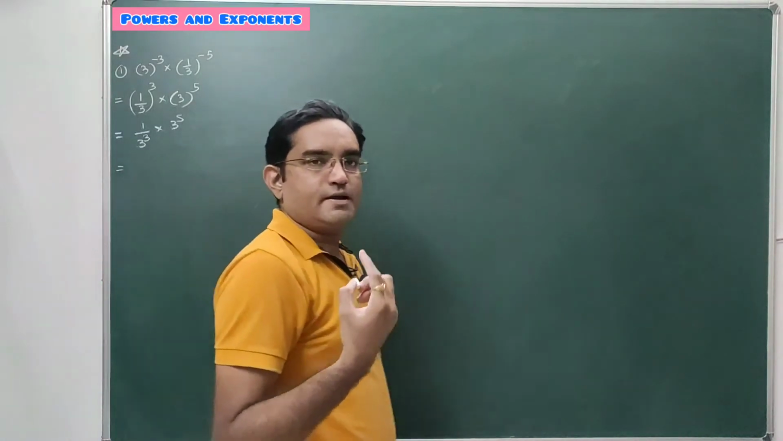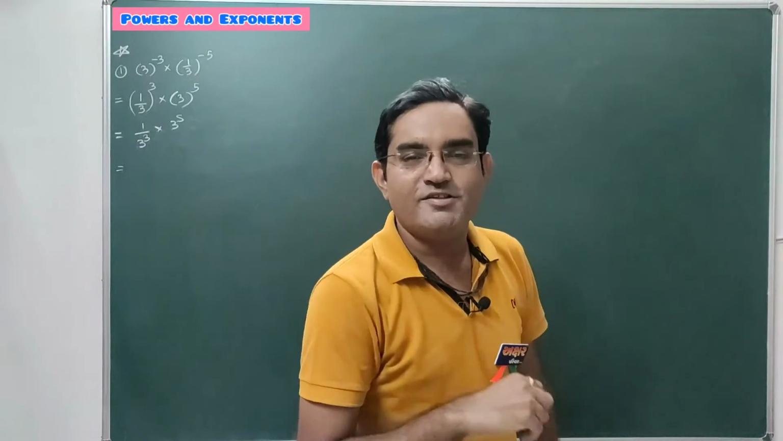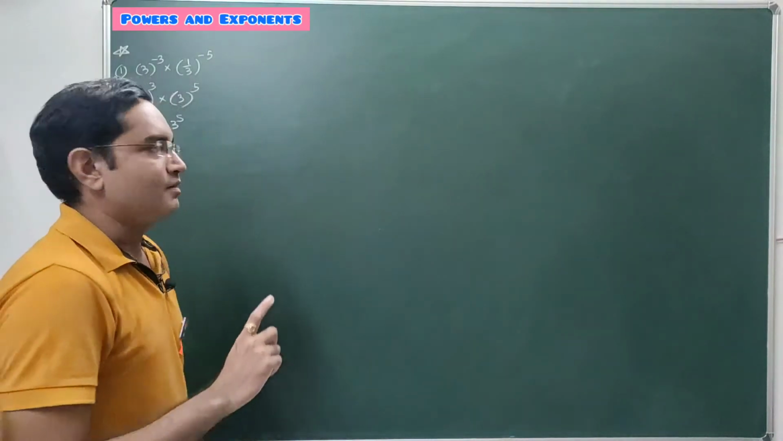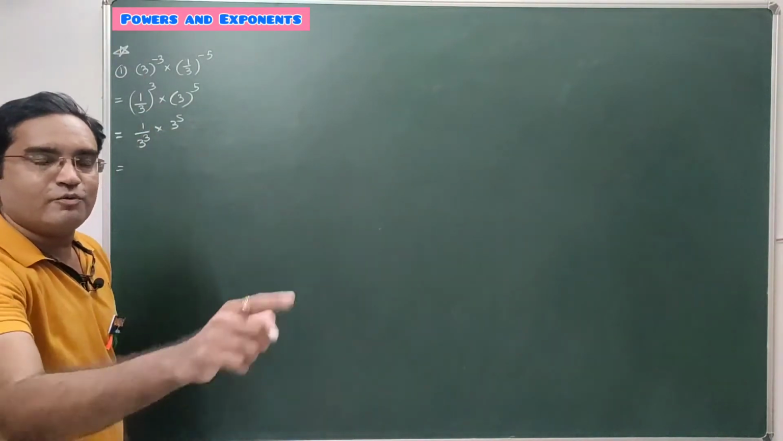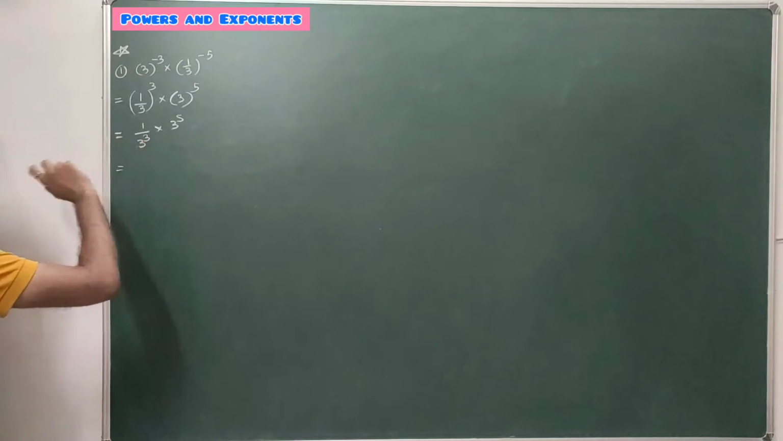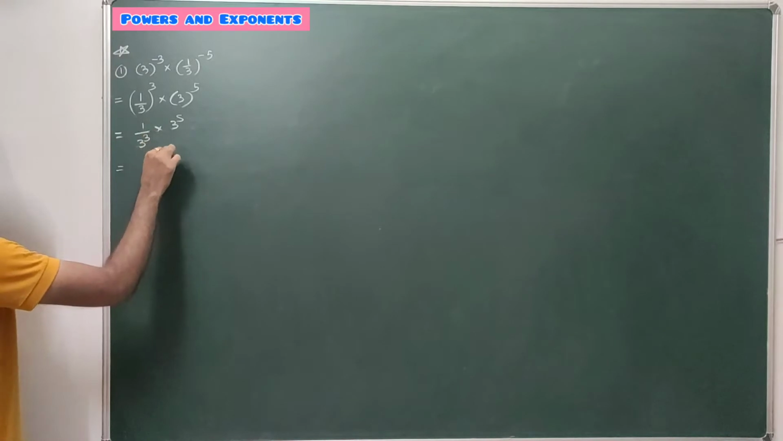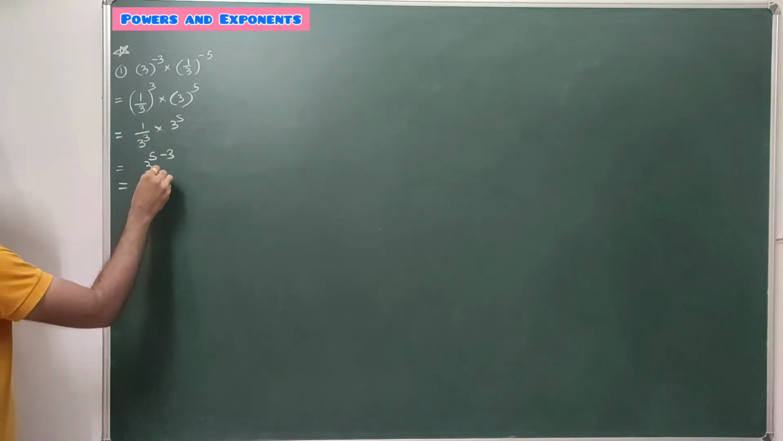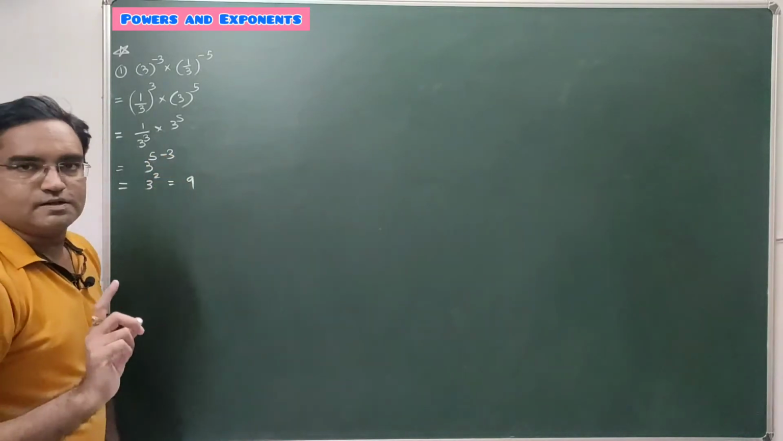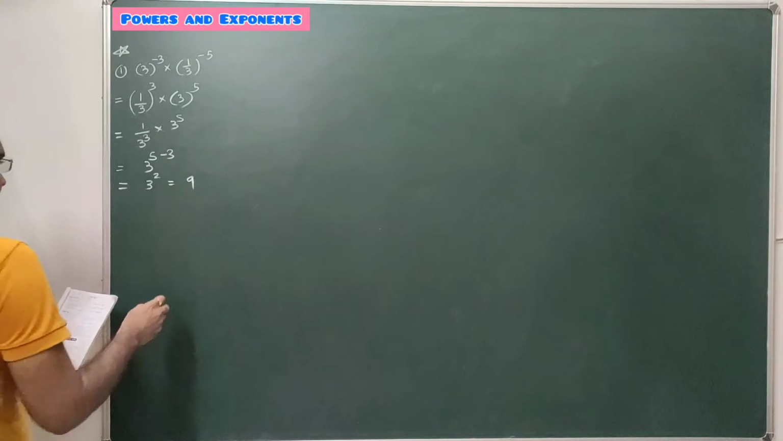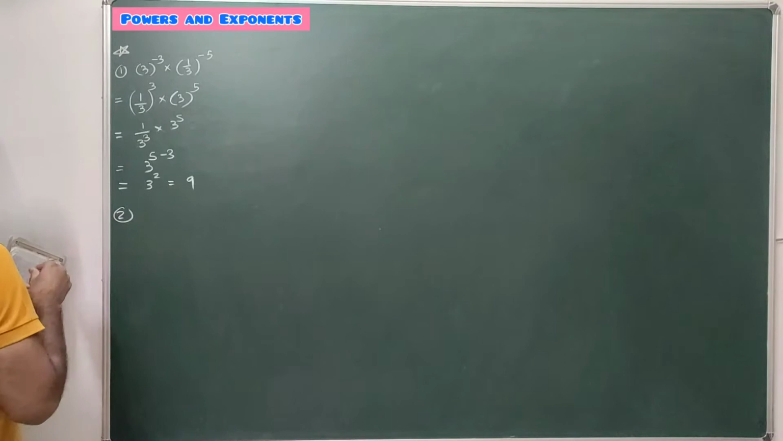So two powers are there, 3 raised to 5 and 3 raised to 3. Bases are equal. They are in division, so we can perform the subtraction of powers, as the power of numerator is greater than power of denominator. So students, this will be 3 raised to 5 minus 3, which is 3 square, which is equal to 9 is the answer. Done? Very good. So now next question number 2.